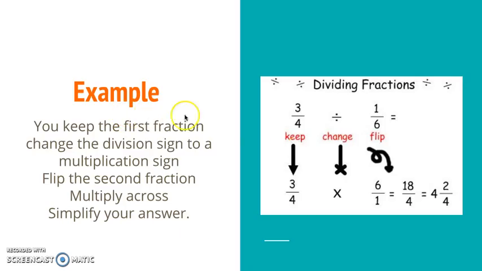So example, we're going to keep the first fraction the same, 3/4. We're going to change this sign into a multiplication sign, and then we're going to flip 1/6 and make it 6/1, and then we're going to multiply across, so 3 times 6 is 18, 4 times 1 is 4, and we're going to simplify it, so we have 4 and 2/4, and we can actually simplify this a little bit more and make that a half, so it's actually 4 1/2.